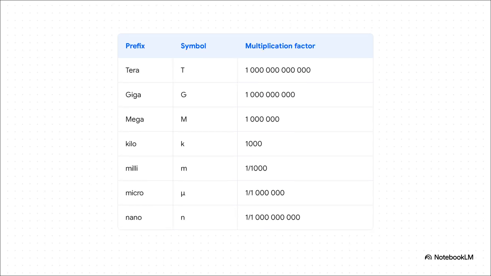Now, physics loves to deal with things that are ridiculously huge and things that are unbelievably tiny. Imagine trying to write out all the zeros for the distance to the nearest galaxy. You'd run out of paper. That's where these prefixes come in. They're just clever shorthands that make our numbers neat, tidy, and way easier to work with.